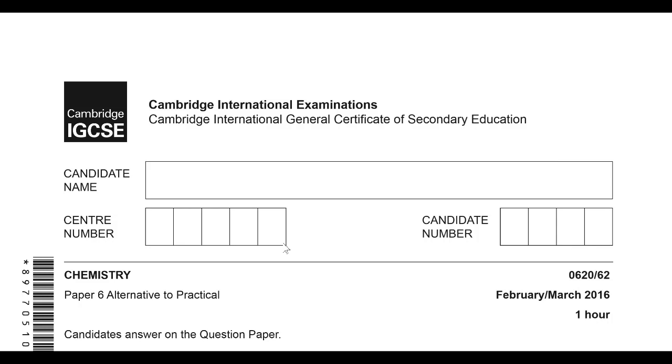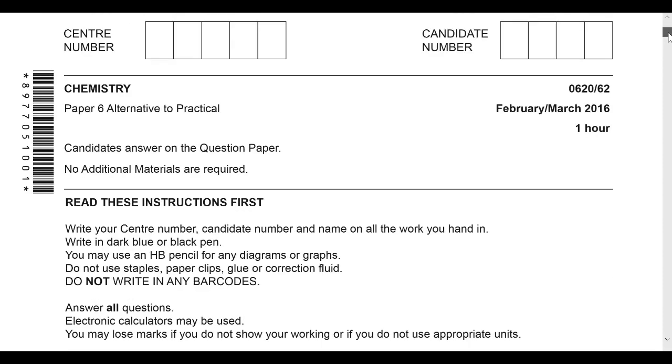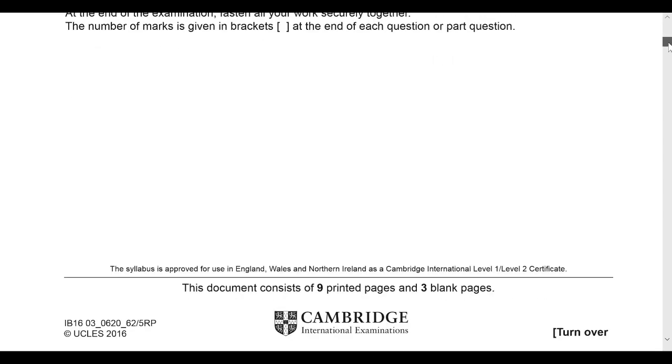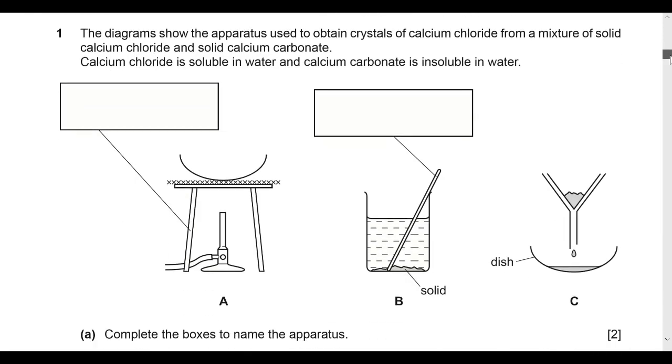In this past paper I'm going to solve the questions which are related to the alternative to practical, that means practical theory. This series is February-March 2016. I'm going to start with question number 1. Here we have question number 1.